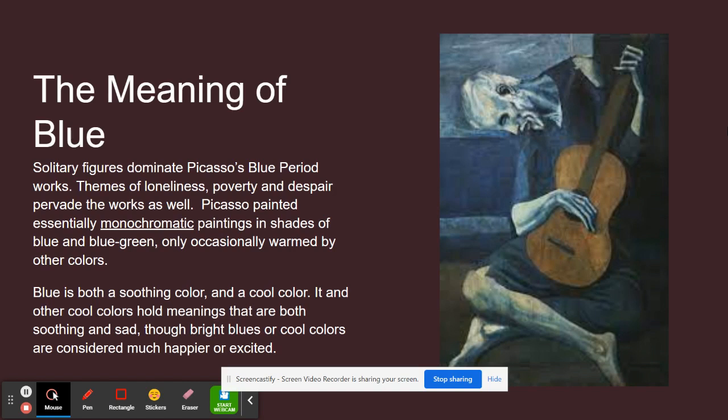Blue is both a soothing color and a cool color. It and other cool colors hold meanings that are both soothing and sad, though bright blues or cool colors are considered much happier or excited. Usually it's the more muted ones that tend to give us that depressed sort of air.